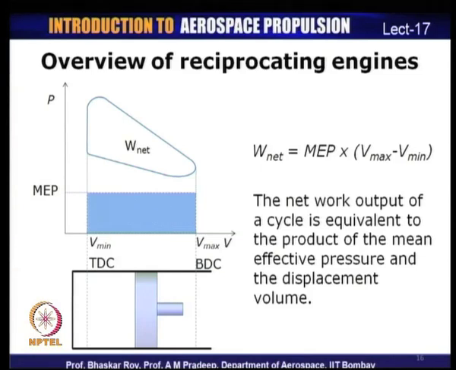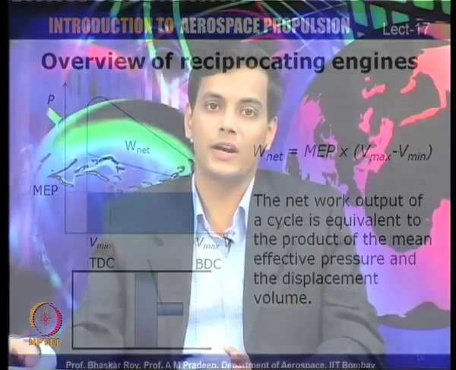So, now that we have understood some of these basic terms associated with reciprocating engines, which was just an overview, and as I mentioned, we will take up a lot more discussion on this later on in the course, we shall now start cycle analysis of some of the cycles. We shall be discussing two cycles in today's lecture. One is the Otto cycle, which forms the basic thermodynamic cycle for spark ignition engines, and then we shall take up the diesel cycle, which is the basic thermodynamic cycle for compression ignition or diesel engines.